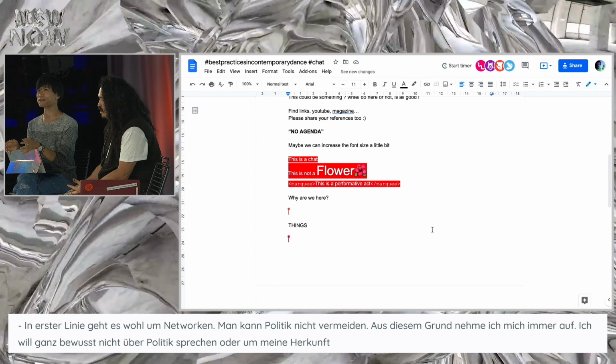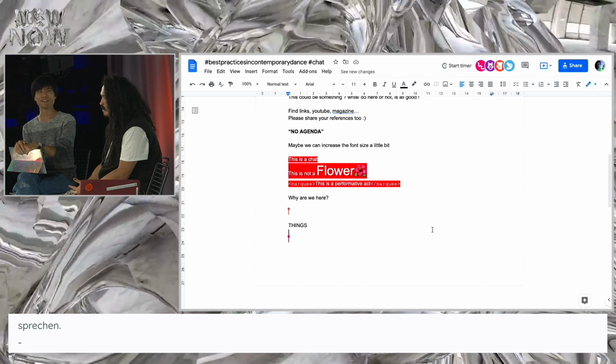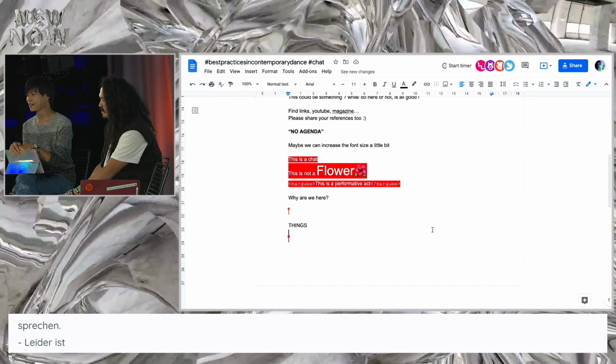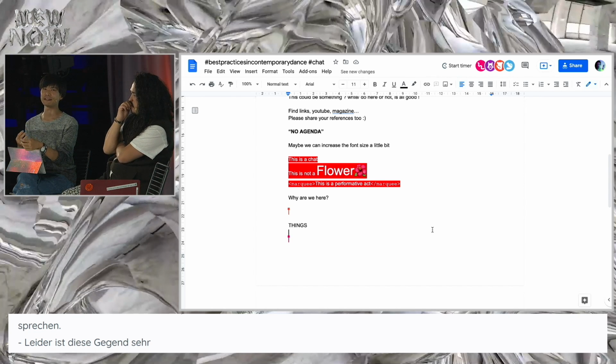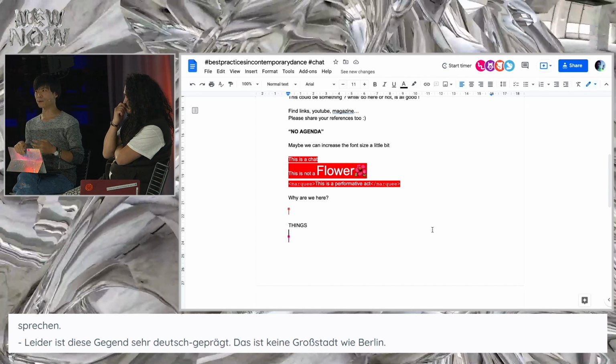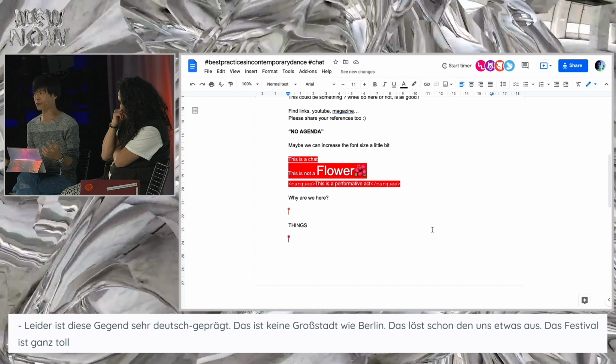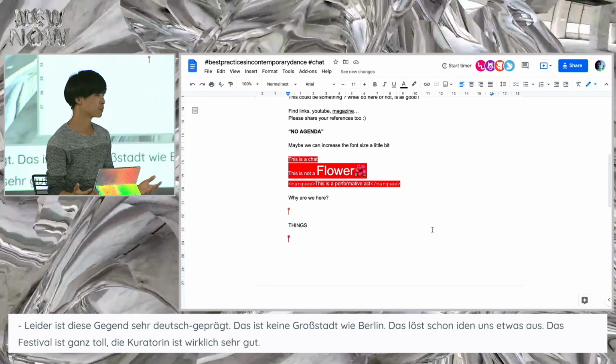And unfortunately, this area is very German. It's not Berlin, it's not a big city, and being here already triggered something. I mean, the festival is really nice. I think it's really well curated, but of course we can talk about the ratio of race, or gender-wise, I think it's really good.